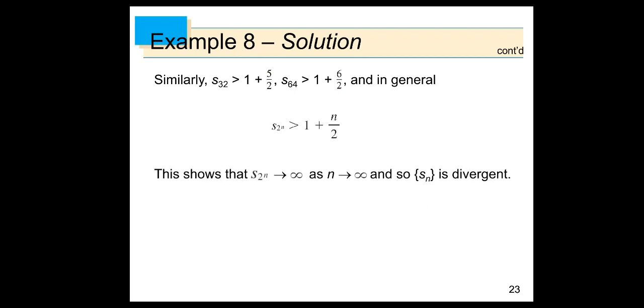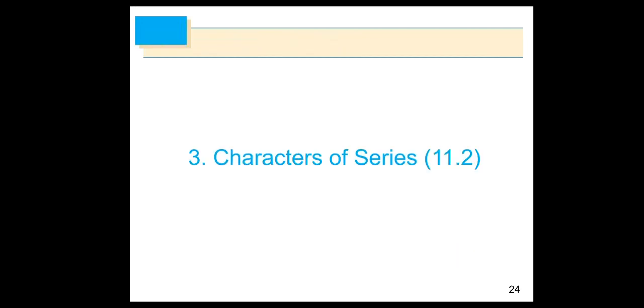This shows that S sub 2^n goes towards infinity as n goes towards infinity. So our S sub n is divergent. It means that it is going towards infinity, right? Therefore the harmonic series diverges over here. All right, now we have some properties of a series, right?